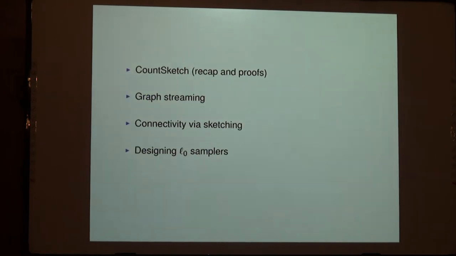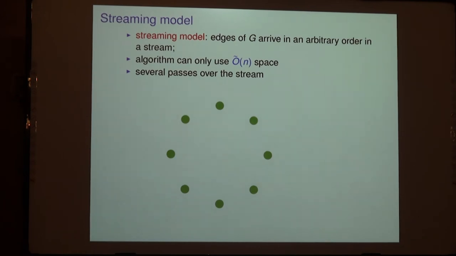Good. In that case, I would like to switch gears and go to graph sketching and graph streaming. And the goal will be to see how these basic statistical primitives from the classical streaming literature apply to analyzing graphs. And for that, I need to first introduce the graph streaming model of computation, because it is slightly different. There are some settings of parameters that are interesting. So what is the graph streaming model?